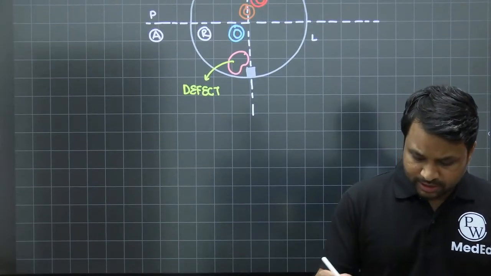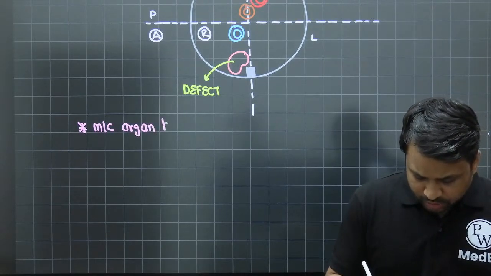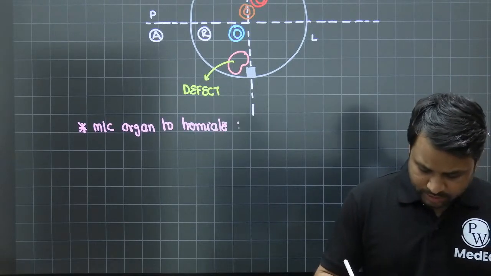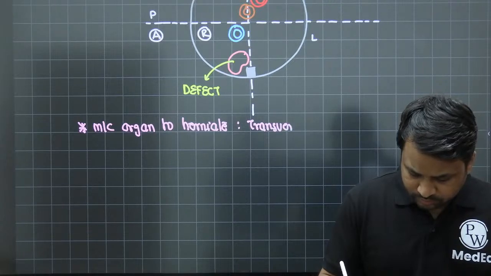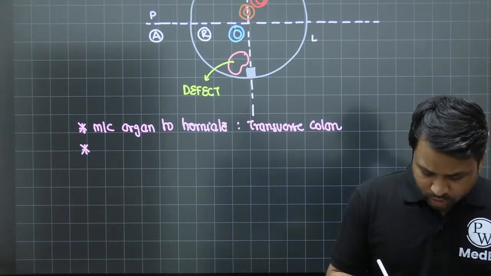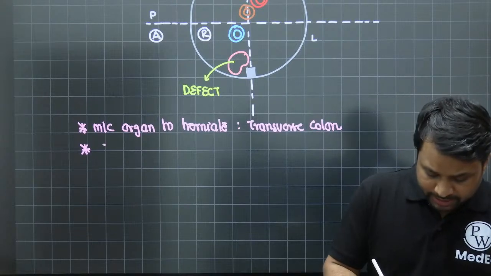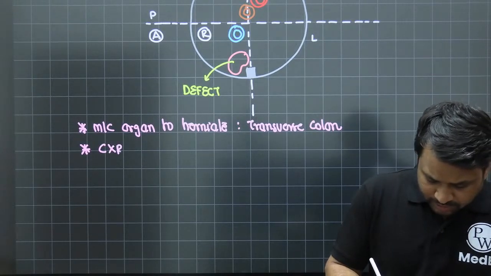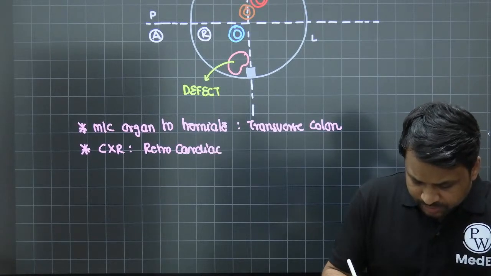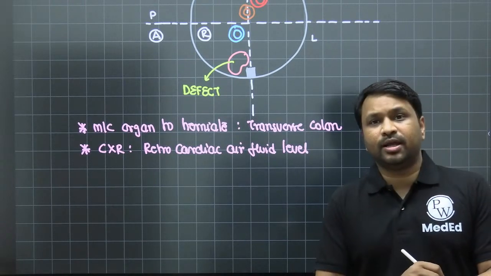The organs can herniate. The most common organ to herniate here is going to be the transverse colon. Same, it is going to occupy the space. The baby will have respiratory distress. But when you look at a radiograph, you'll see the presence of a retrocardiac air fluid level.